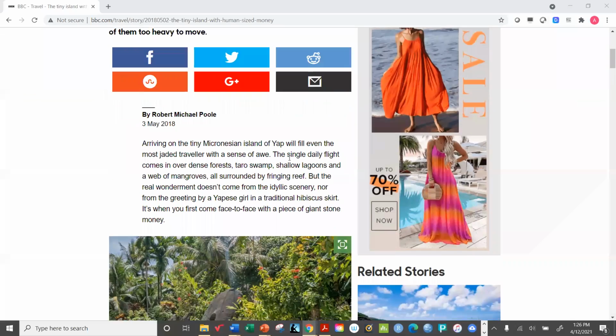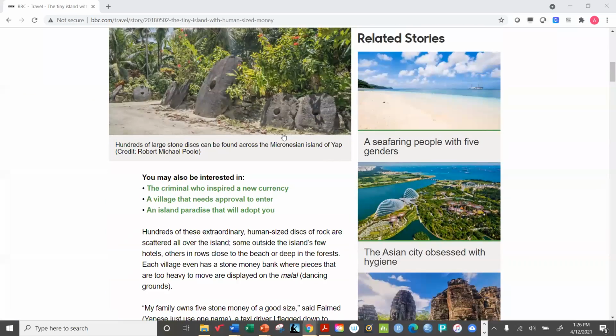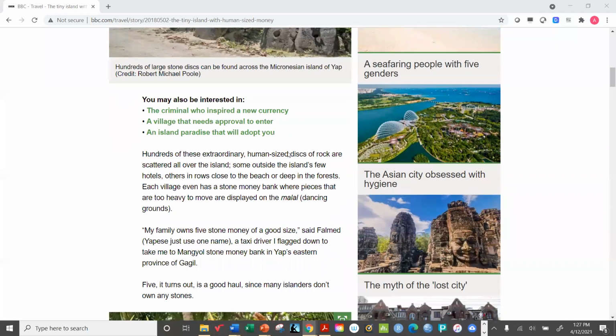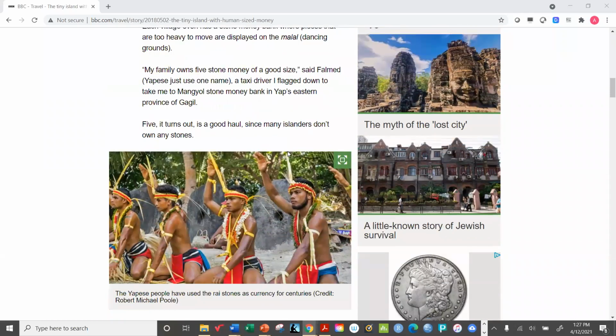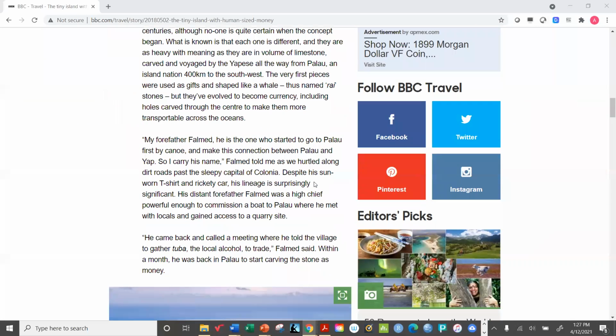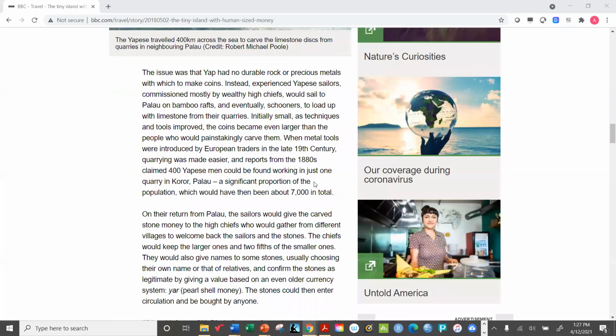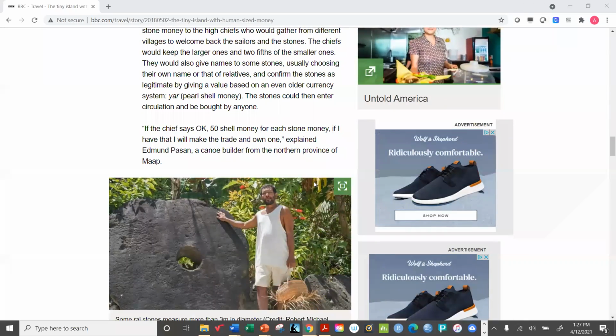In fact, one of the stones was washed out into the ocean by a storm. And even though nobody can see it down there, they all agree that it is down there. And so that stone still counts as part of their money supply. Just because they all agree that we know it's down there somewhere, so therefore it's still a valid part of the money supply. So anyway, this is what Yap is known for.